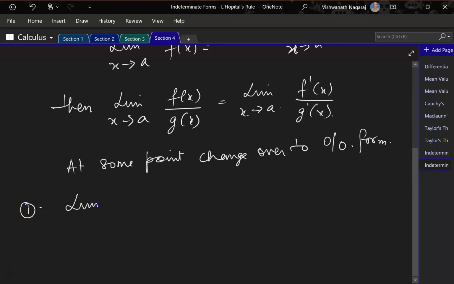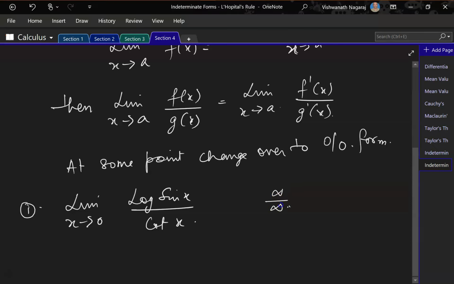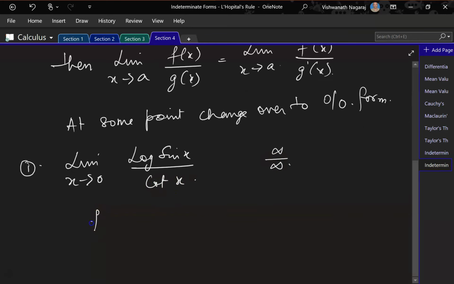One, let's say limit as x approaches 0 of log sine x by cot x. Now if we do direct substitution, it will be in the form of infinity by infinity. Sine of 0 is 0, log of 0 is infinity. Similarly, cot 0 is infinity. So now let's say f of x is equal to log of sine of x and g of x is equal to cot x.